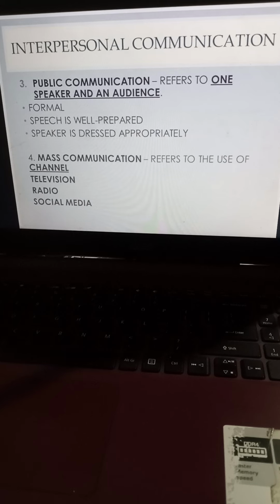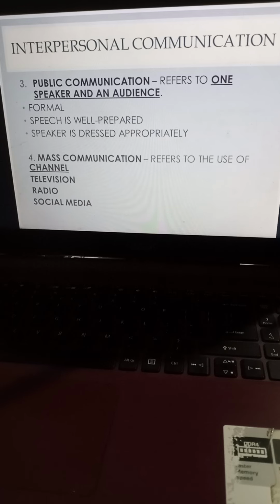What's the difference between the small group communication and the public communication? In small group communication, everyone is allowed to speak and to express their opinions, while in public communication, there is only one speaker and the rest are audience.